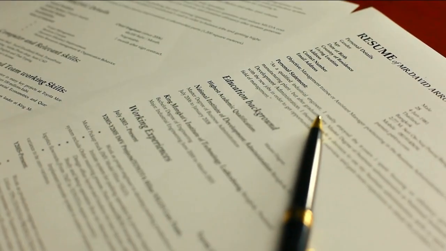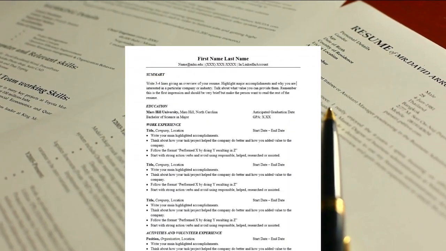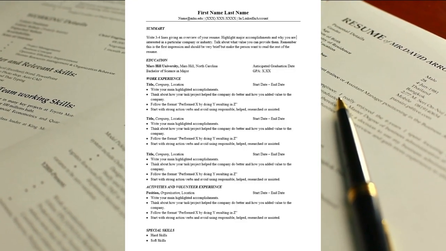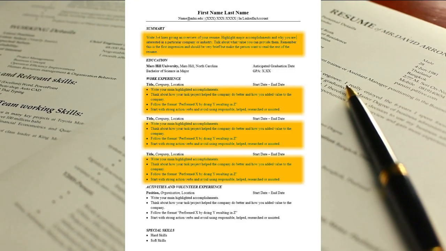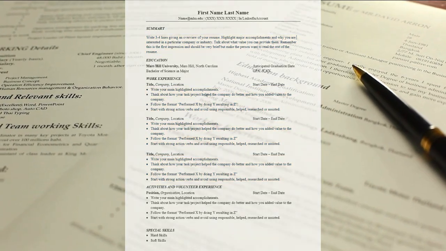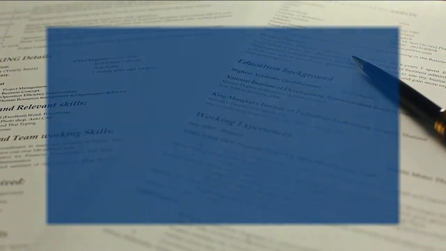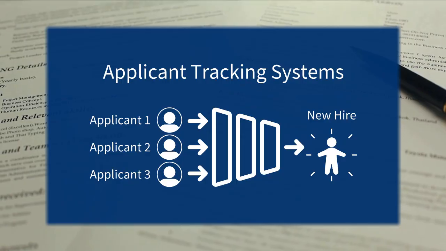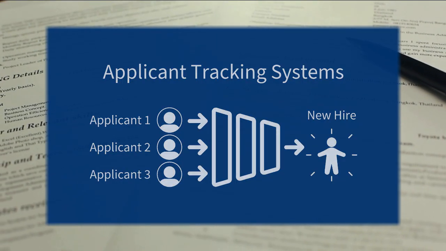If you've been following along with the first two videos in the resume writing series, you should have a one-page resume with a strong summary and details under each of your experiences that show why you're the best person to fill the position you're applying for. The next step is to optimize your resume for ATS, or applicant tracking systems.